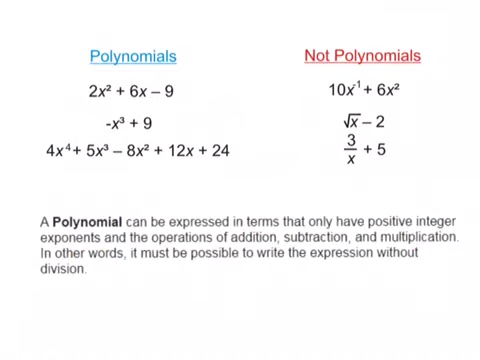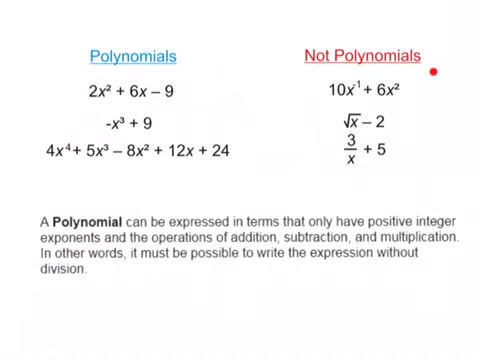So let's take a look at these 3 that are polynomials. If you notice here, 2x squared plus 6x minus 9 is just fine. There's our leading coefficient, 2. Our degree is 2 as well. Our constant is -9. This is degree 3. -1 is our leading coefficient, and 9 is our constant. And in this case, again, it's written in standard form. Degree 4. The leading coefficient is also 4, and our constant is 24.